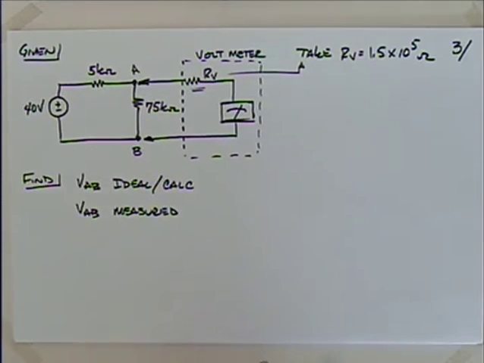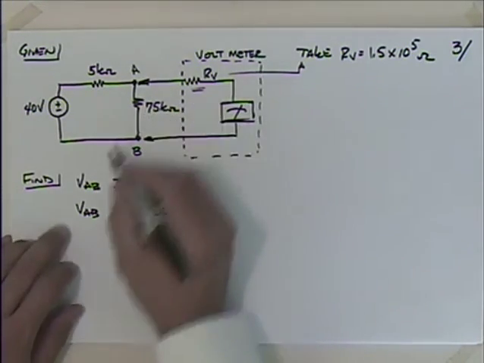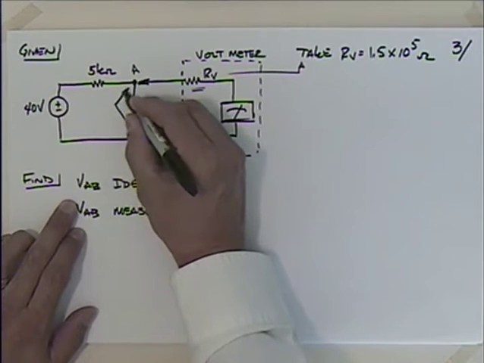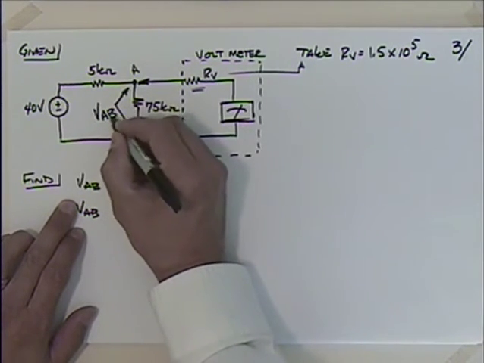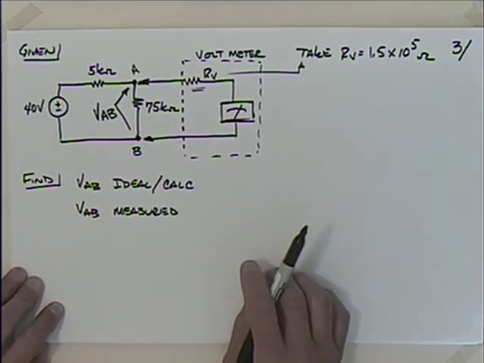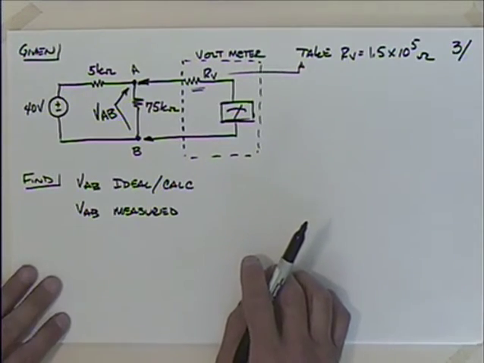So we'd like to calculate two things. We'd like to calculate the voltage across here, VAB. What's that? That's the voltage right there. There's the voltage at A with respect to B. We'd like to calculate that. We'll call that the ideal or the calculated.